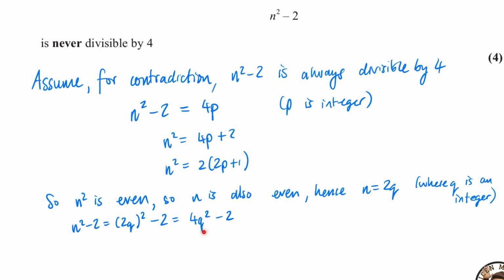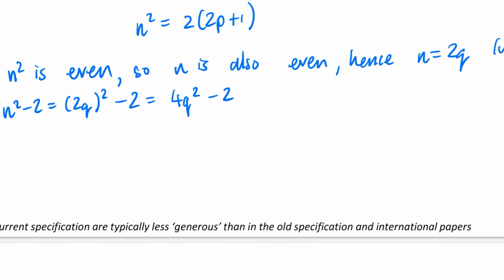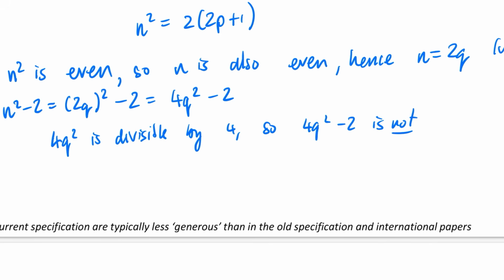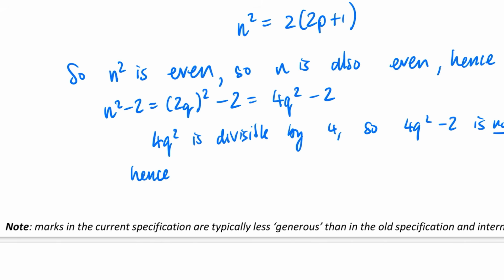If you take a number, q squared, whatever that number is, and you times it by 4, obviously that is going to be divisible by 4. But when you subtract 2 from it, it will no longer be divisible by 4. Think of any integer, times it by 4. If you take away 2, it will not be divisible by 4. So I will say 4q squared is divisible by 4, so 4q squared minus 2 is not divisible by 4. Hence we have a contradiction.